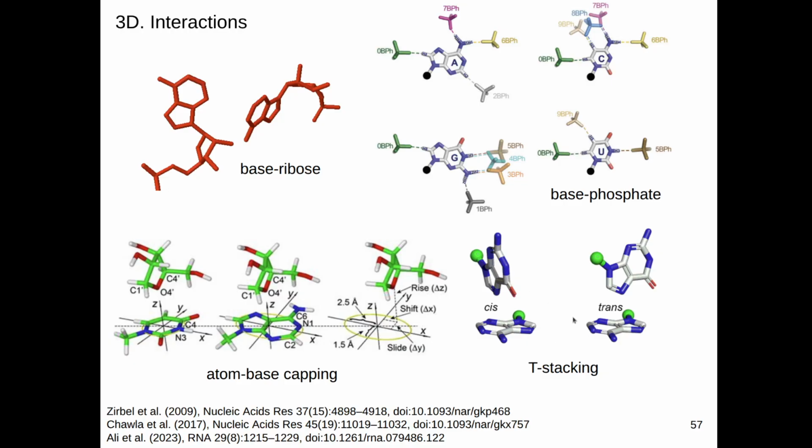And this is what is called T-stacking, which is basically an example of atom-base capping, but in this example, the atom is an atom of another base. If the capping atom belongs to ribose or phosphate, we just call it atom-base capping. If it's an atom of another base, then it's called T-stacking. And it should be obvious why it's called like that. This orientation of two bases forms a T shape.